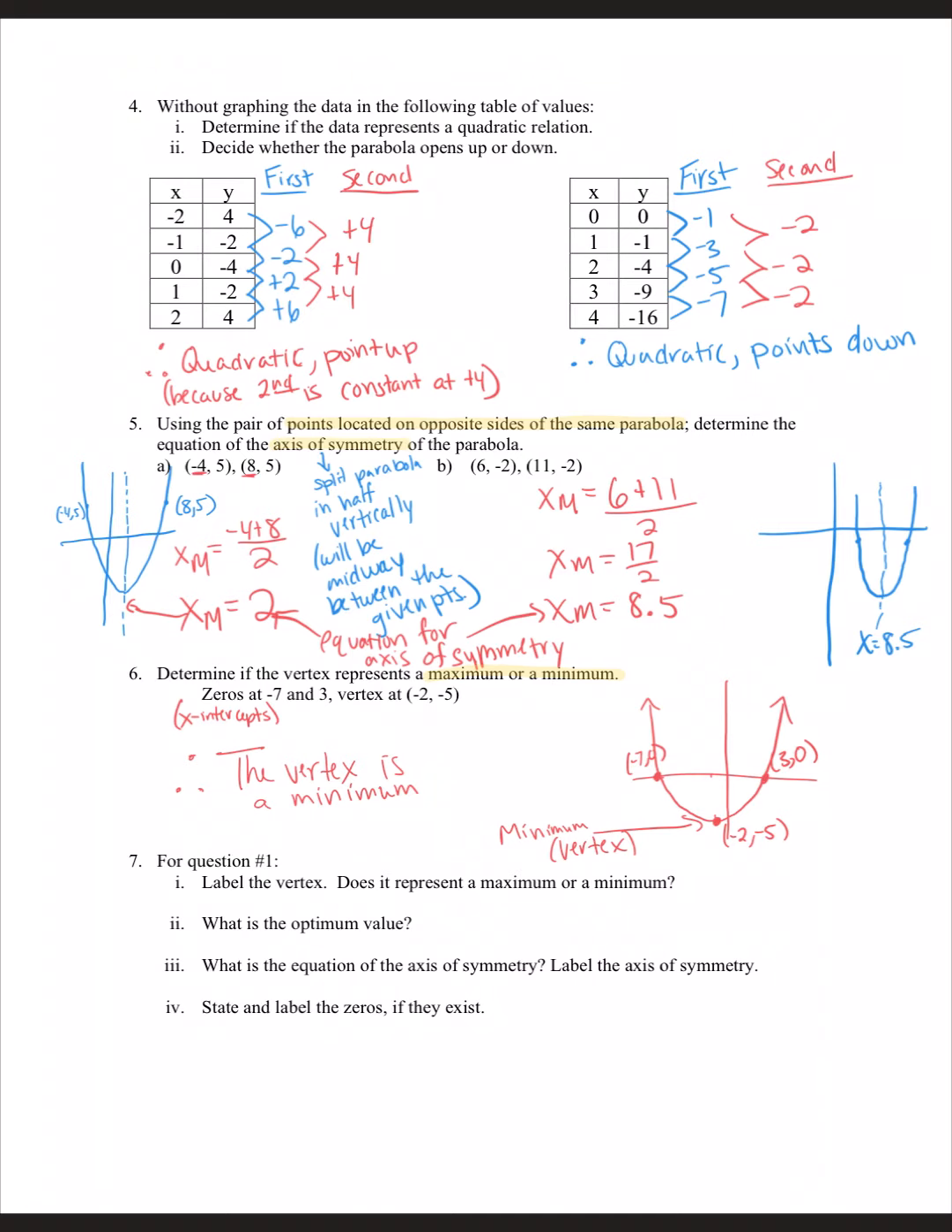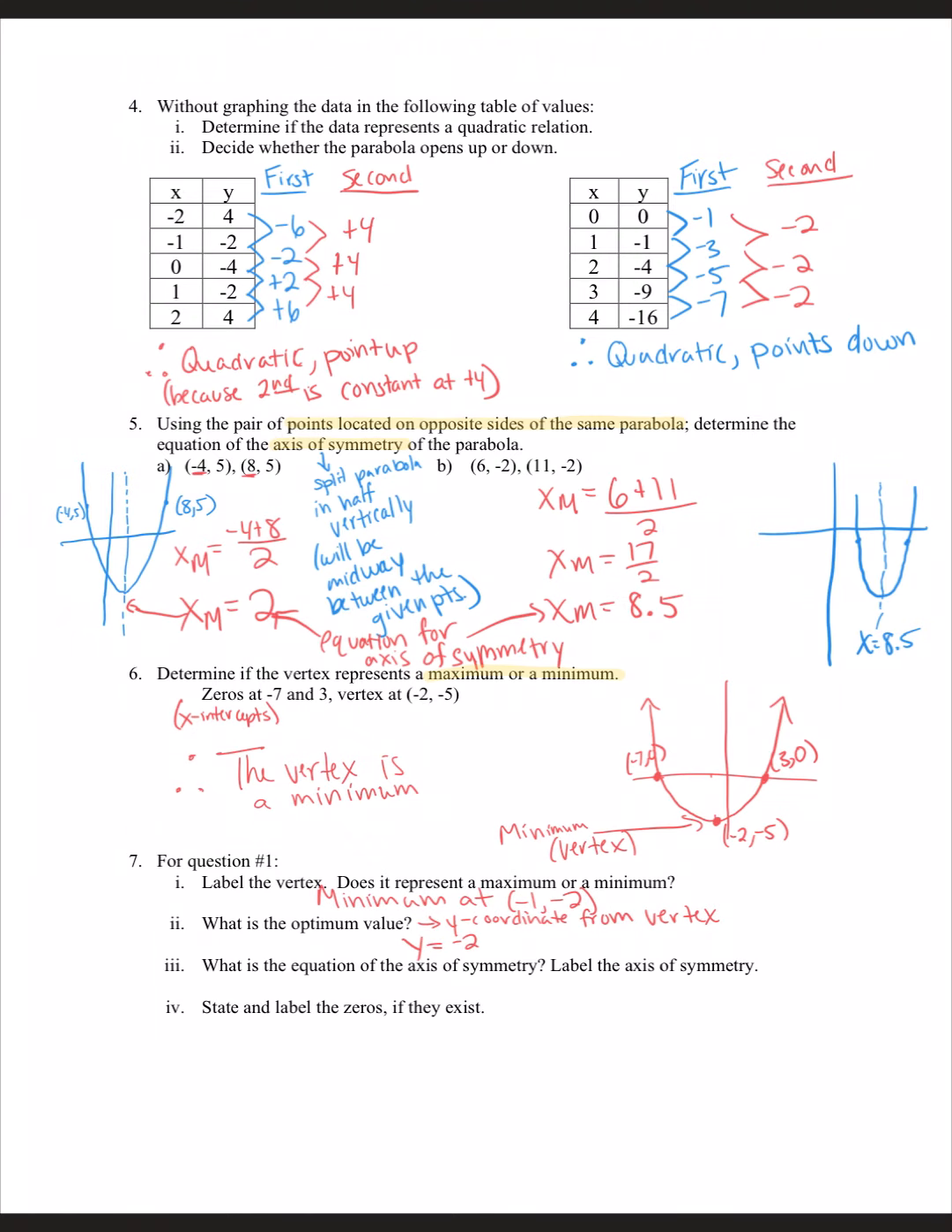Okay, so if we go back to that initial question that we started with, it says for question 1, which I think we did kind of a lot of this along the way, label the vertex. Does it represent a maximum or a minimum? So let's go back and have a look. It's going to be a minimum. So let's say that we have a minimum at, and our vertex was (-1, -2). What is the optimum value? Let's remember our optimum value is the y coordinate from our vertex. Okay, so our optimum value is going to be at y equals -2.